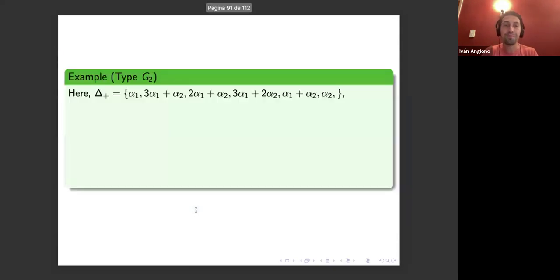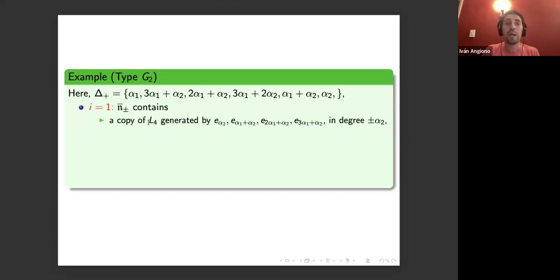This is the idea. Let me show you the example of T2, because it is quite nice. What is the set of positive roots? Alpha 1, 3 alpha 1 plus alpha 2, 2 alpha 1 plus alpha 2, 3 alpha 1 plus 2 alpha 2, and alpha 2, I forgot to say. Okay, let's do the same simplification by 1. So what you have to do is forget the degree of alpha 1.